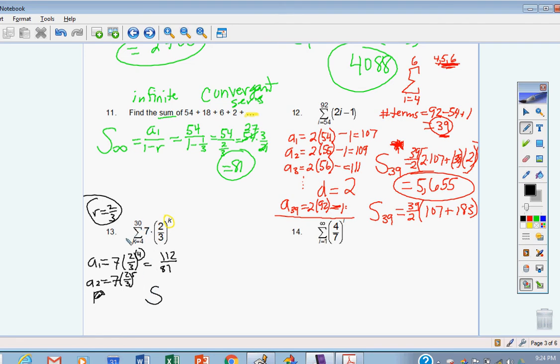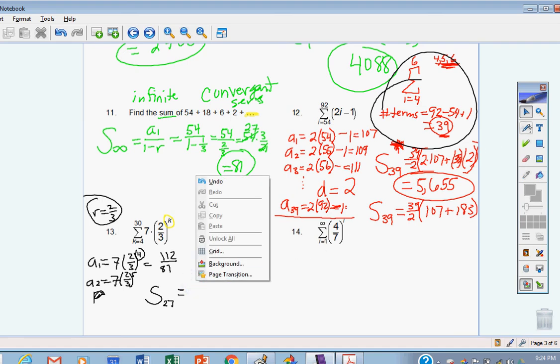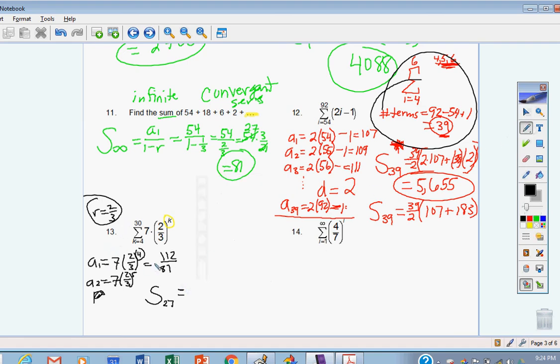Here it is, back up here. The number of terms is the difference plus 1. So 30 minus 4 is 26, so our terms are 27. So using my geometric formula, take my first term, which is right here, 112 over 81, and multiply that by 1 minus my r value, which is 2/3, raised to the 27th power. This is going to be a crazy number.